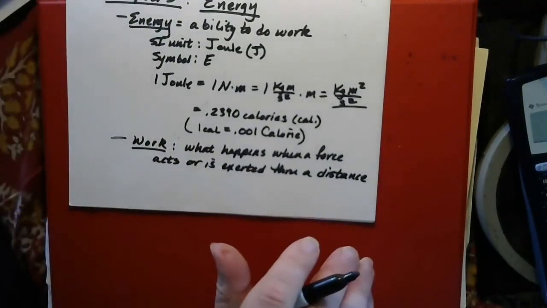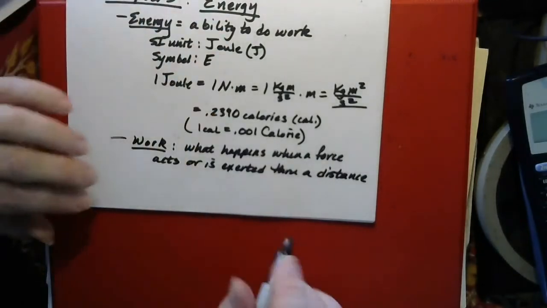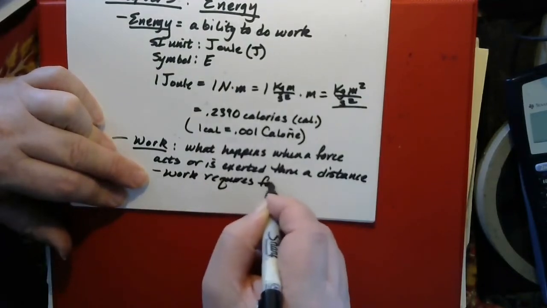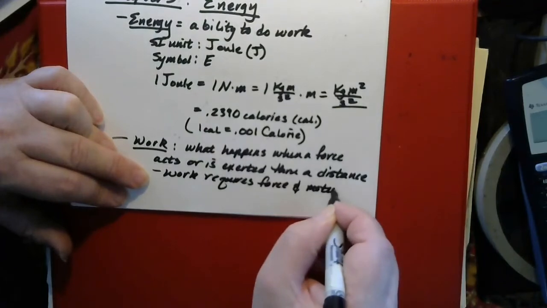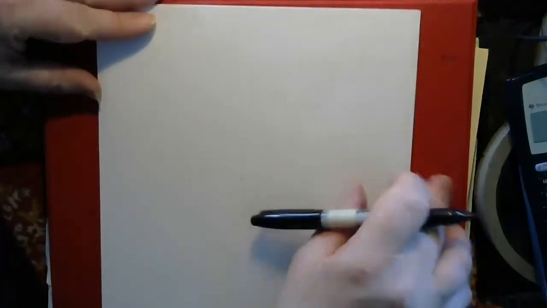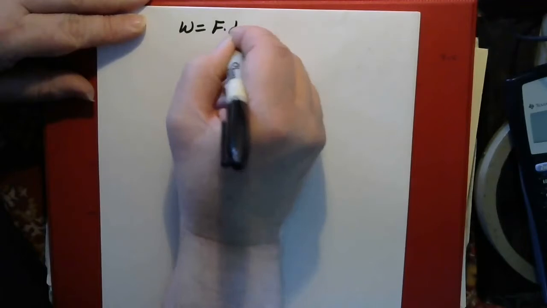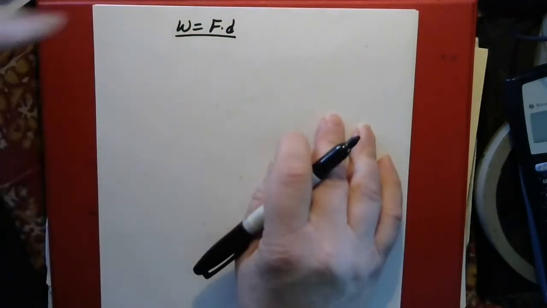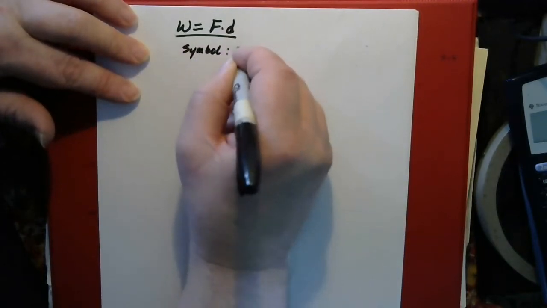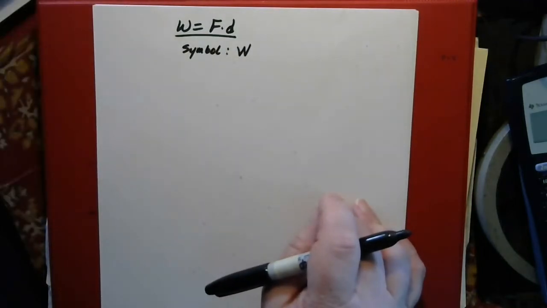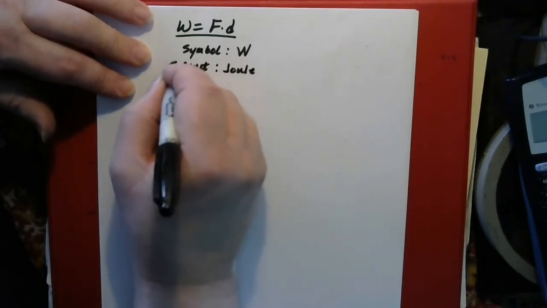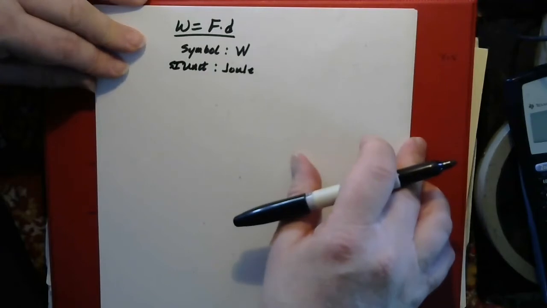Okay, so that's two things that work requires. It requires not just force, but it requires motion, because something has to change its position so that you can measure the distance that it occurred through. And the equation that's usually used for work is W equals F times D. The symbol is usually a capital W. And the SI unit is the joule, same unit as energy.